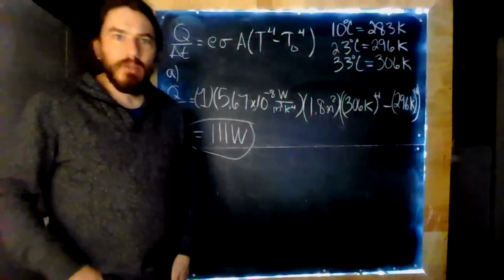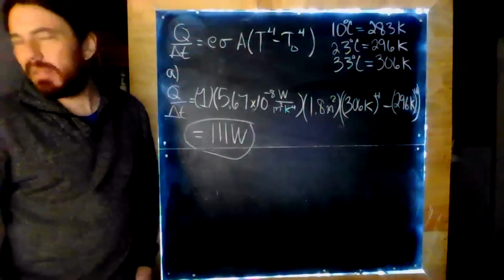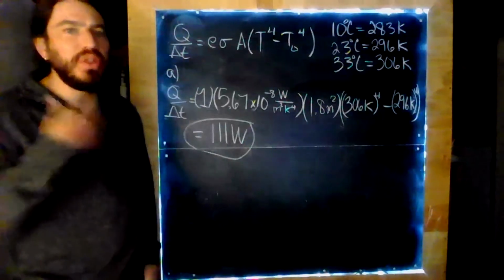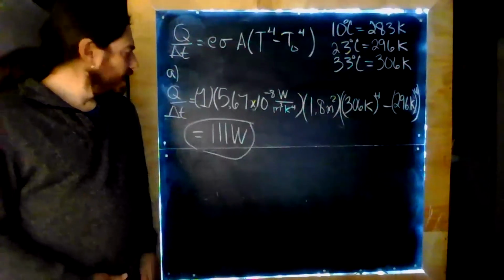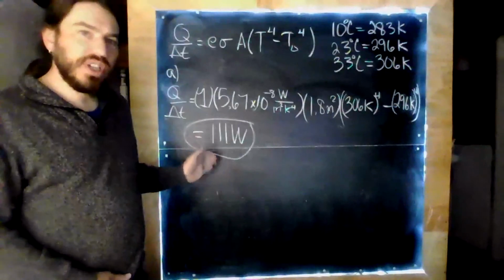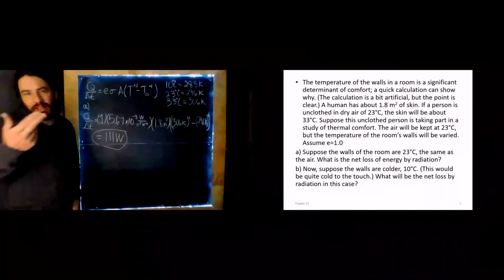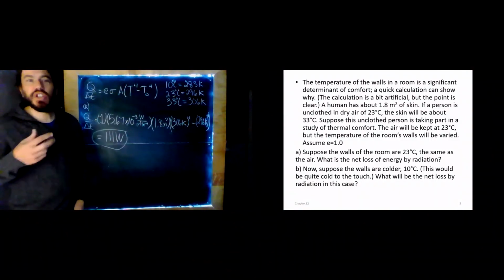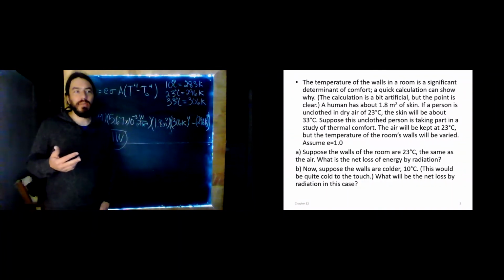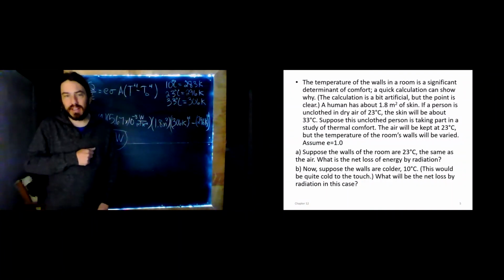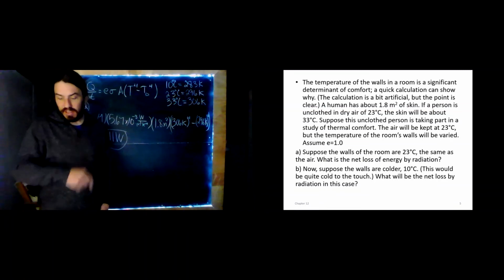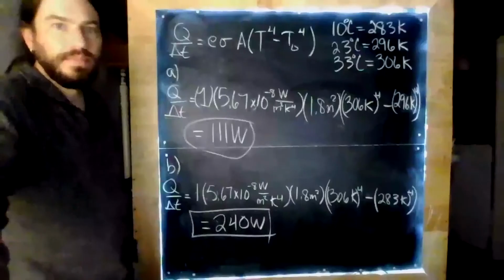Totally reasonable, right? Remember that the basal metabolic rate of a human is about 100 watts, which means if you're producing about 100 watts of thermal energy and you're losing about 100 watts of thermal energy, you're totally comfortable. Let's see what this calculation looks like if we just change the temperature of the walls by 13 degrees Celsius. Let's see what the new calculation looks like.